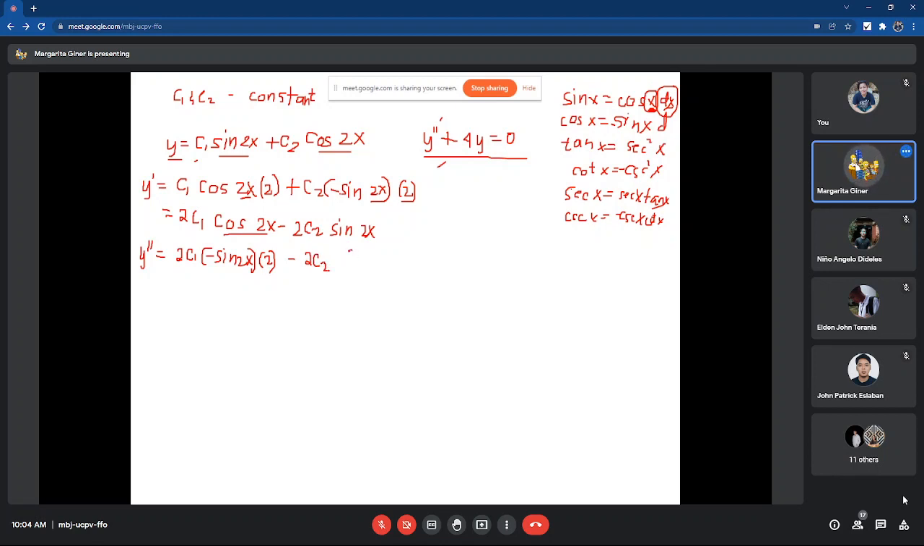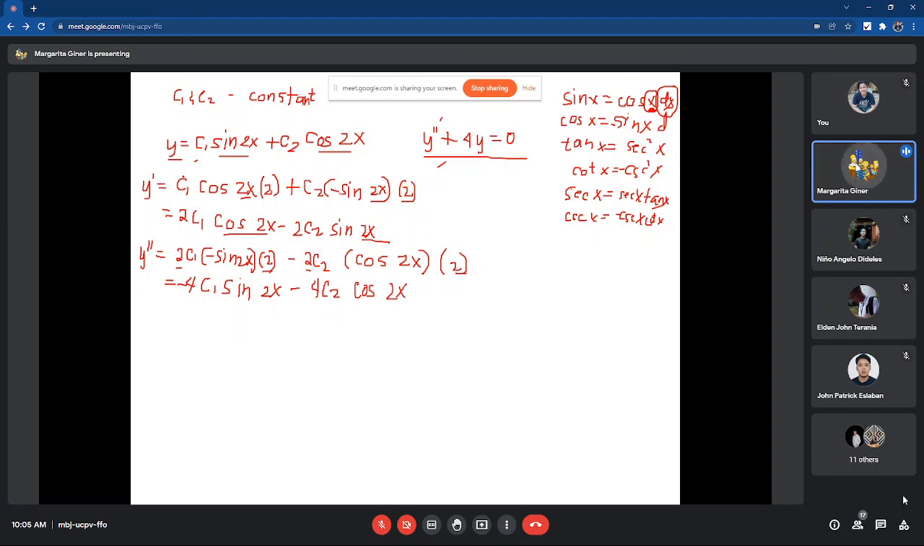The derivative of sine is cosine. Multiply it by the derivative of 2x, which is 2. Okay? So 2 times 2 is equal to 4 C1. So, negative 4 C1 sine 2x. Okay? Negative 2, so minus 4 C2 cosine 2x. Okay? Now, we already have the second derivative.